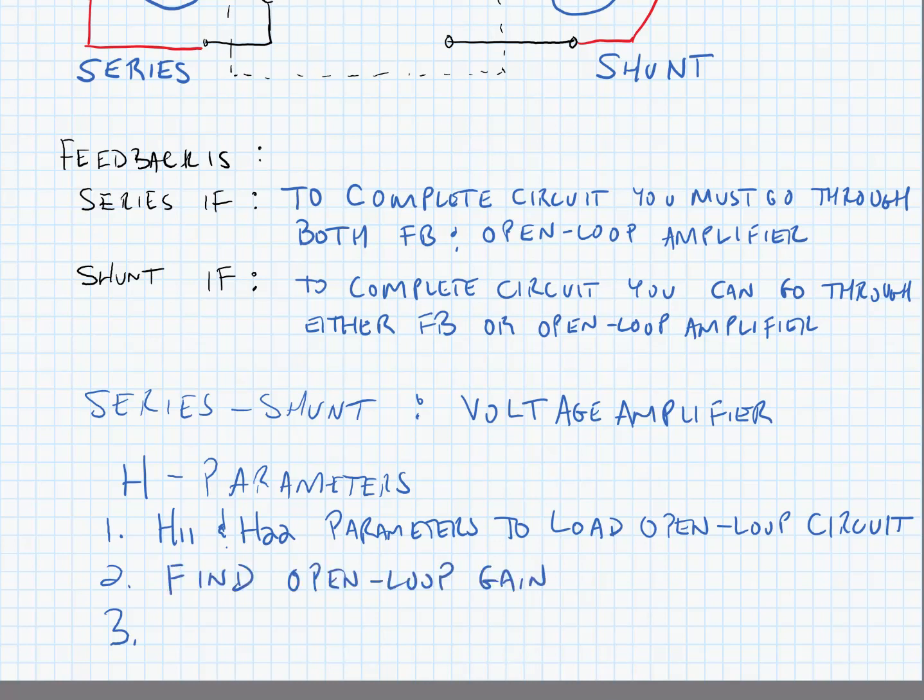Next, we're going to find the open loop gain, including H11 and H22 at the input and output of the open loop circuit, respectively. Finally, we're going to find H12, which will be equal to beta. And then we can find our closed loop gain, which will be equal to the open loop gain divided by 1 plus the open loop gain times beta. We're noting that the open loop gain here we're calling A, or little a.